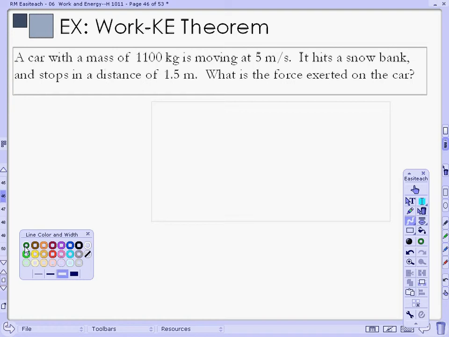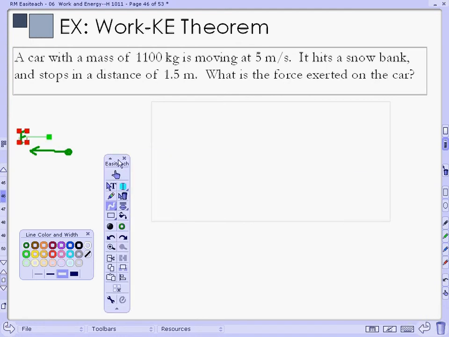It mentions a snowbank, and presumably the snowbank is exerting a force to stop. It's not really friction. You could call it friction, but there is a lot of friction involved, but let's just call it a generic force F. There's a normal force up, weight down. Those are presumed to be equal. But what's really important is this stopping force from the snowbank.